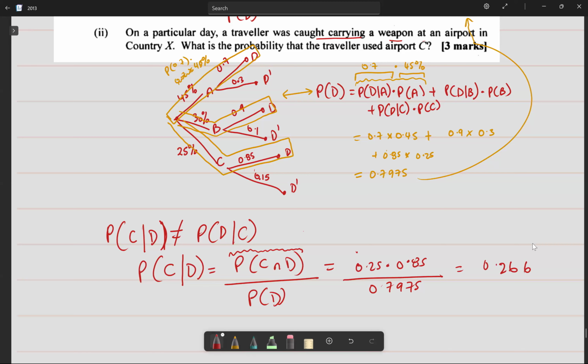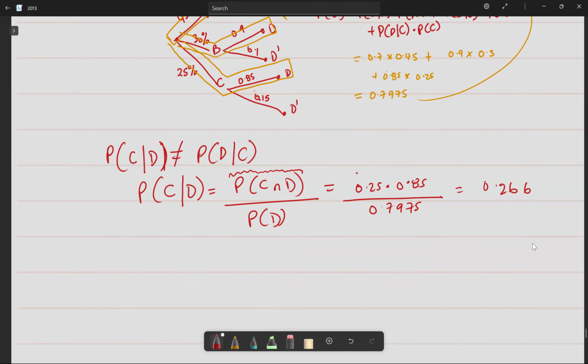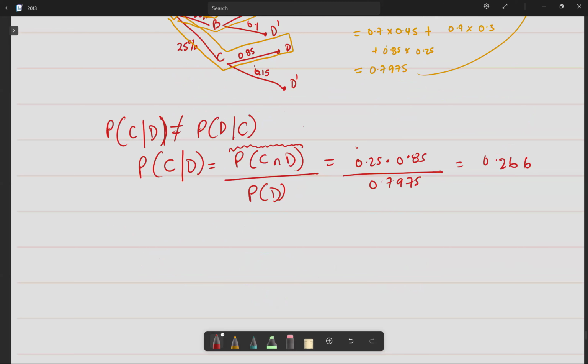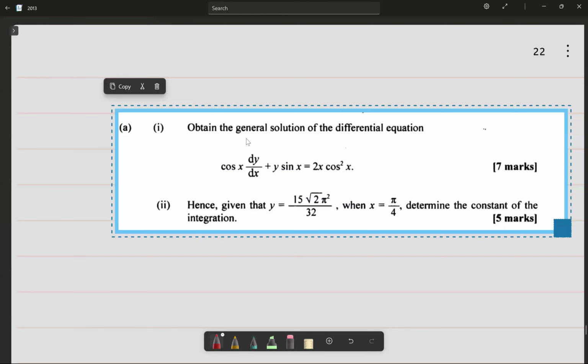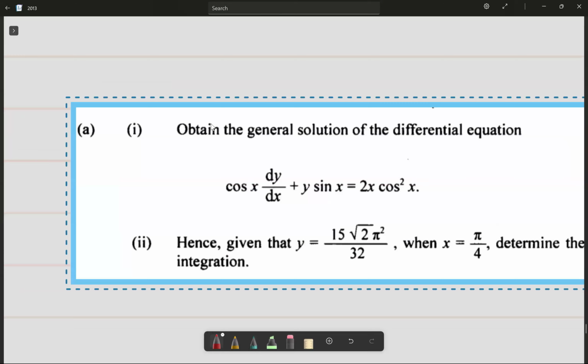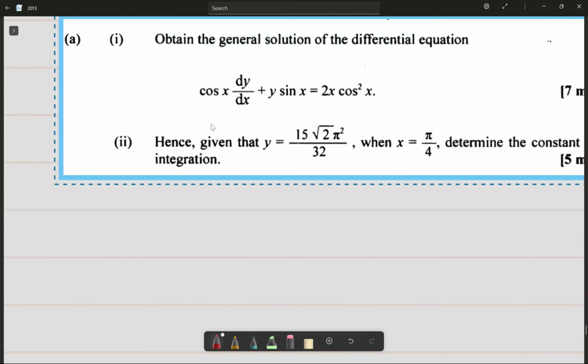Okay. The next part is module 3. We're in module 3. Okay. The last question will always be a differential question. The first one is a first order.